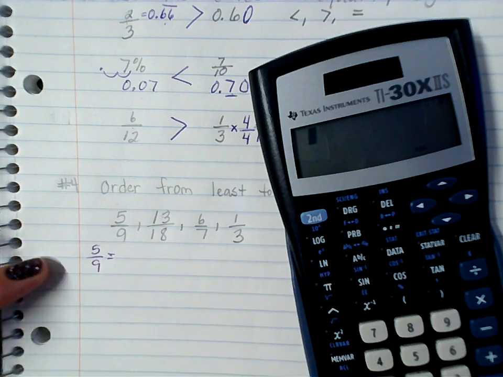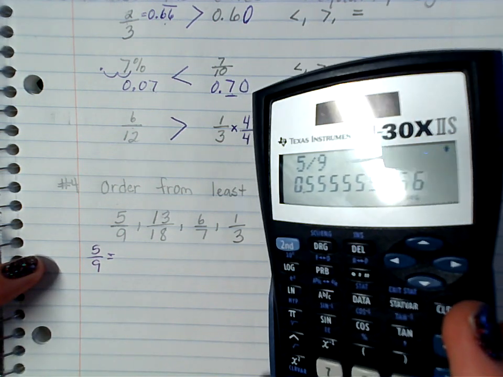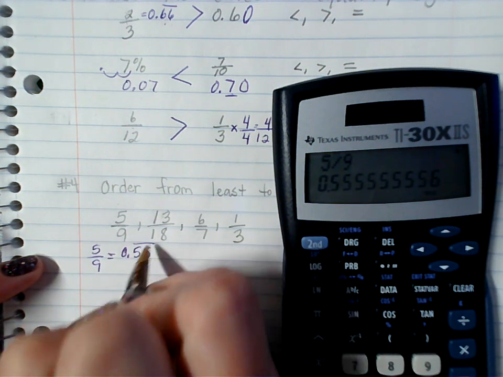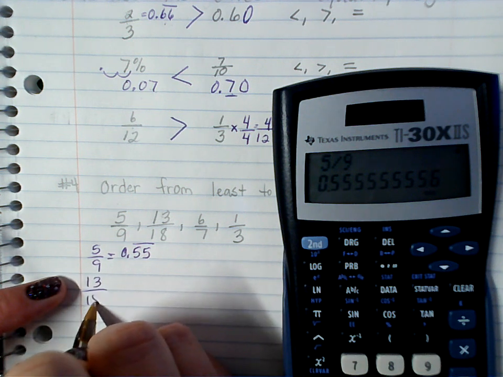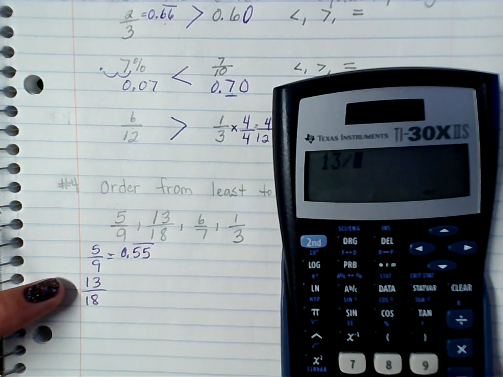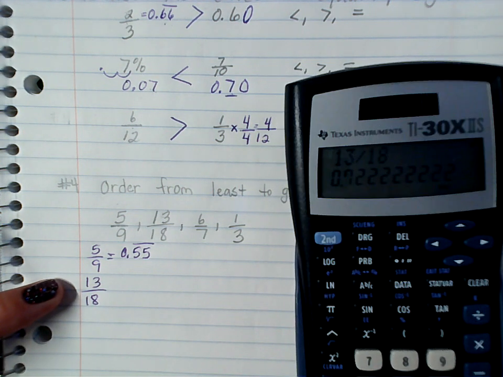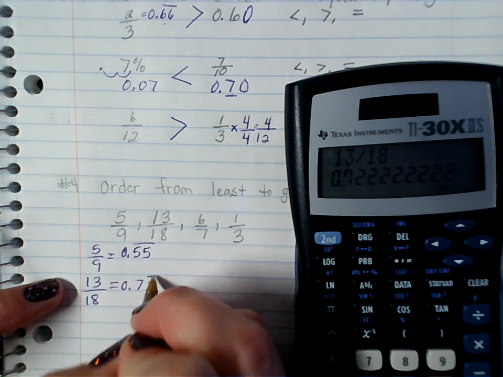So I'm going to do the numerator divided by denominator, and it gives me 0.55555, and it goes on forever. So I'm just going to write down 2 decimal places, put a line over it. 13/18. 13 divided by 18. 0.72, and the 2 repeats. So the line goes over just the 2.